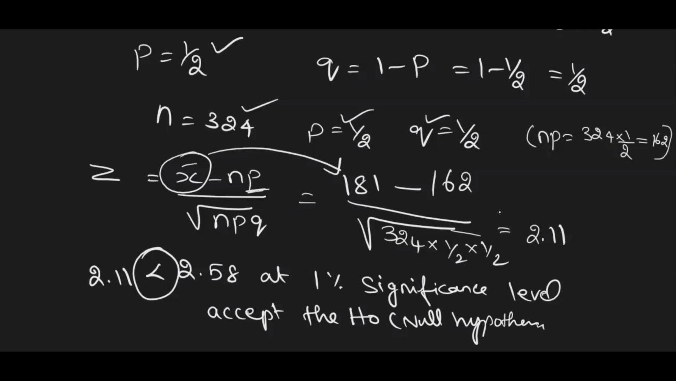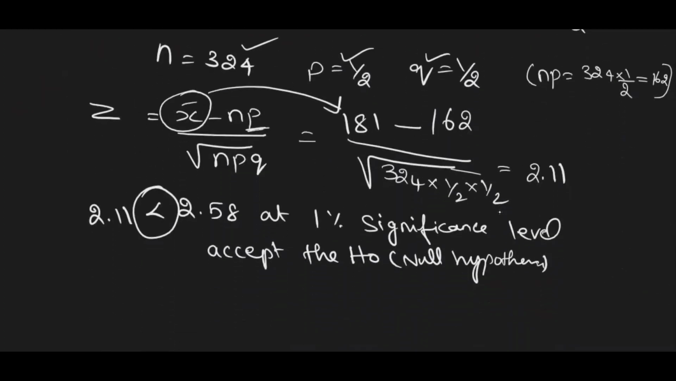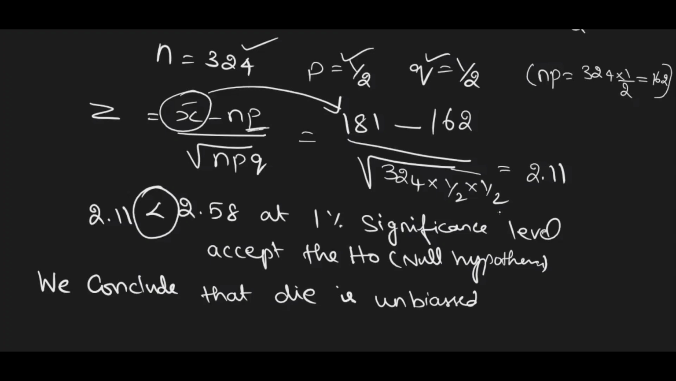What is your null hypothesis? My null hypothesis H0 is the die is unbiased. So we conclude that the die is unbiased. When you are writing, write: we conclude that the die is unbiased at 1% significance level.